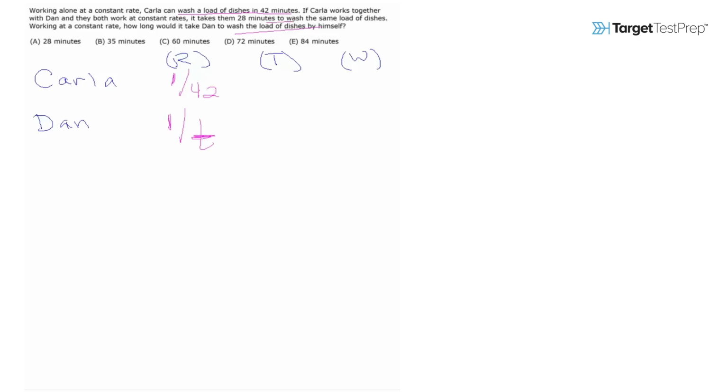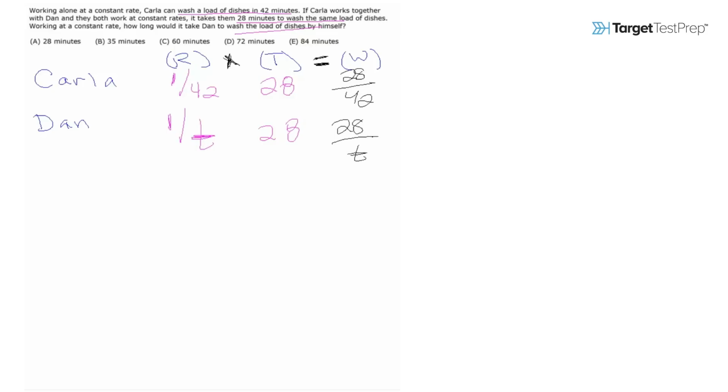So they're working together for a time of 28 minutes. And I didn't say this at the beginning, but just remember that rate times time is equal to work. Okay, rate times time is equal to work. So what does that mean? Well, it means that Carla's work done is 28 over 42, and Dan's work done is 28 over T.